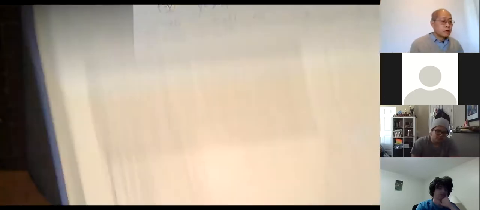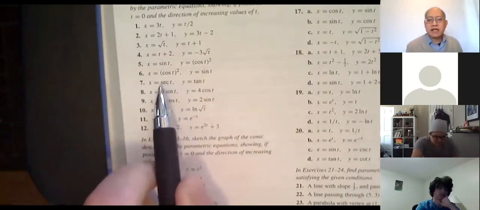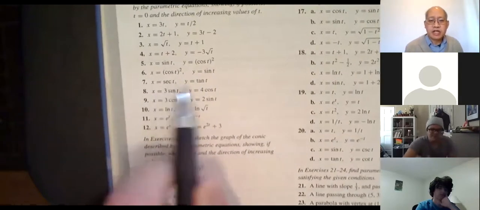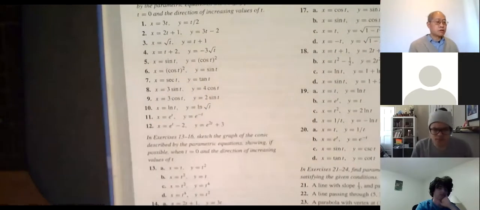All right, now number 7 has secant and tangent. I'm going to play the same game. I need some equation that gets rid of secant and tangent. Unfortunately, there's a relation between them also. Okay, so let me show you that.